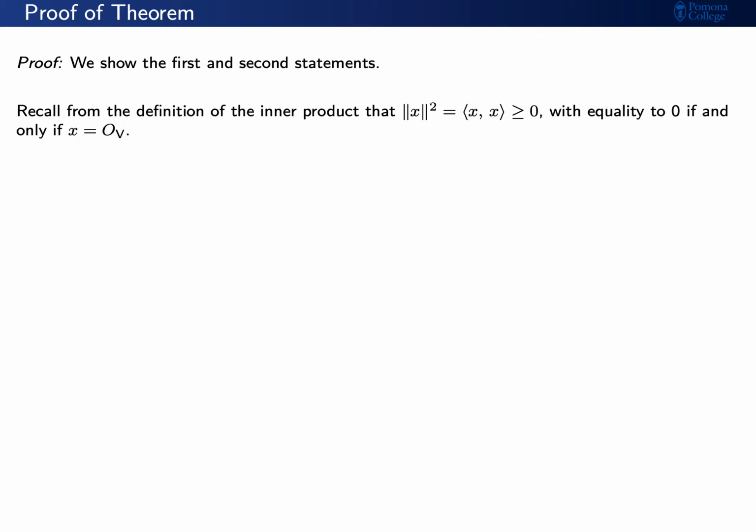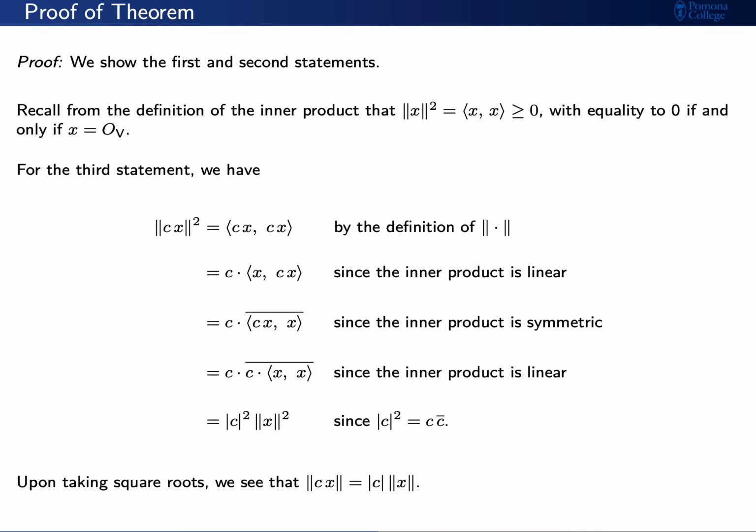So this means, by using the non-degeneracy of the inner product, that the norm of vector x is equal to 0 if and only if x is equal to the 0 vector. For the third statement, we want to say something about how the norm of a scalar c times x is equal to the absolute value of c times the norm of x.